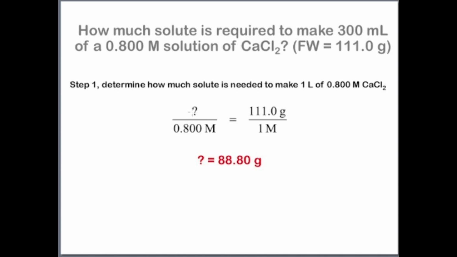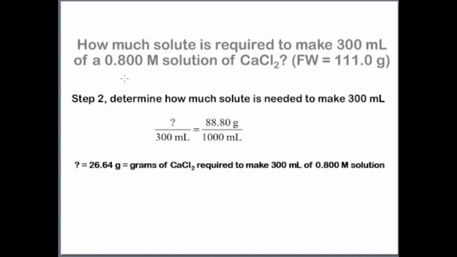So we can do this again. If 111 grams is required for 1 molar, how many grams does it require for 0.8 molar? And if you do this cross multiply, you will find that the answer is it requires 88.8 grams. Okay? So then you have to go to step 2. And step 2 is determine how much solute is needed to make 300 mils. So we already figured out how much to make the 0.8.